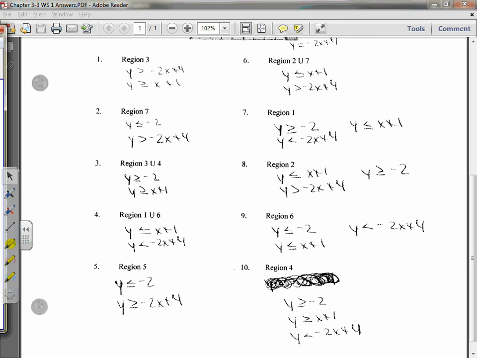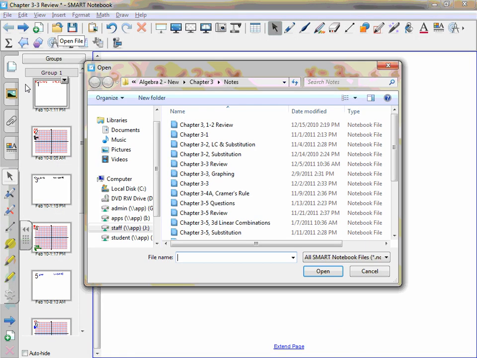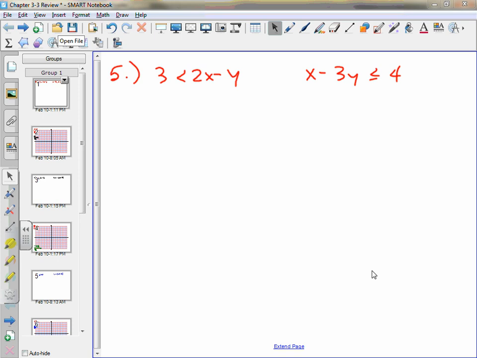Everyone should have that put in the bin by now, correct? I did that purposely. I think some of you are copying down the answers and not actually working them out yourself. I'm sorry. Put it in the bin. If it's done, put it in the bin for me.